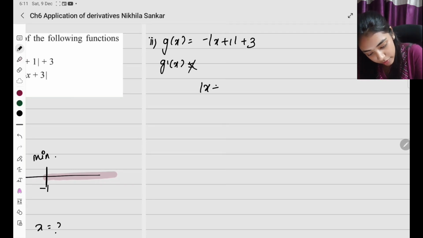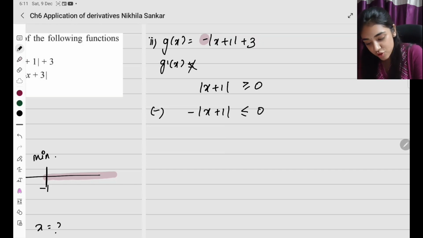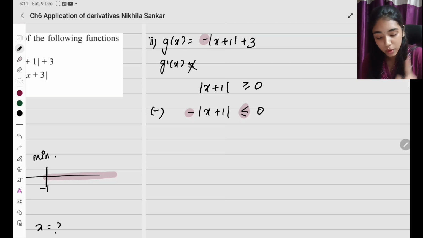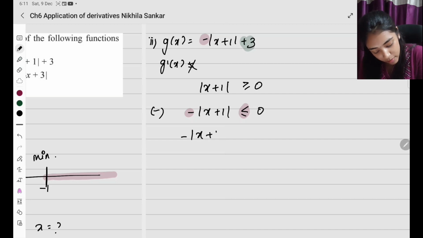I know that the mod function is going to be greater than or equal to 0. In the question, I have a minus. So I am going to multiply by minus on both sides. When I multiply by minus, my inequality changes. Okay, please pay attention. We have studied this in linear inequality. When I multiply by minus or divide by minus, my inequality changes. Okay, then I again need a plus 3. So I'm going to add 3 on both sides. So I have minus of mod x plus 1 plus 3 less than or equal to 0 plus 3. So on the left hand side is my g of x less than or equal to 3.